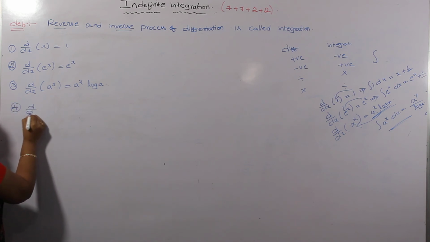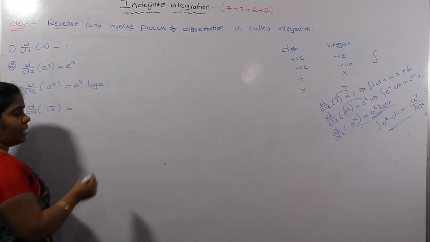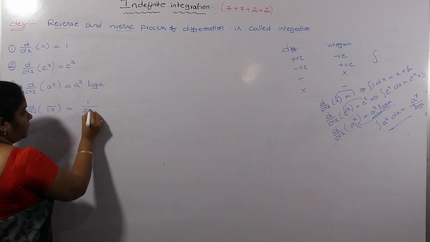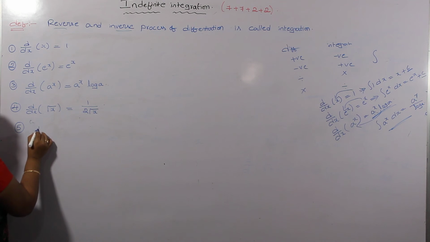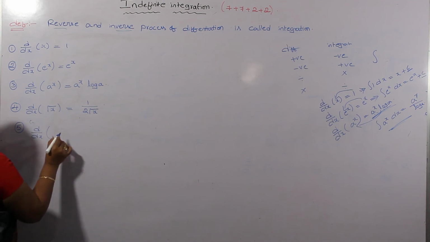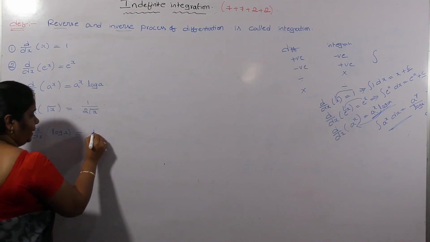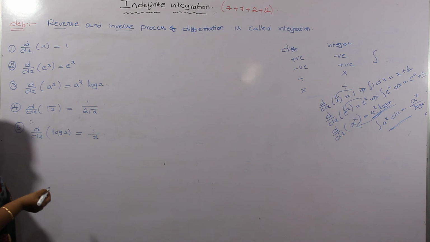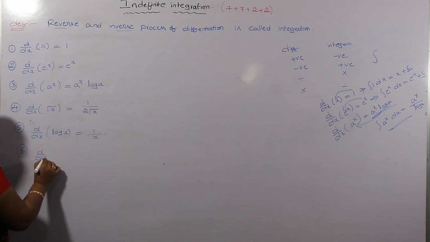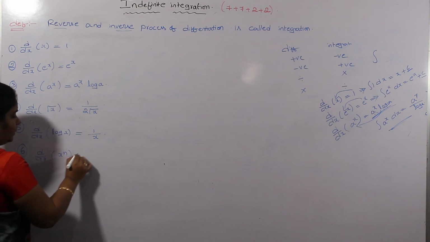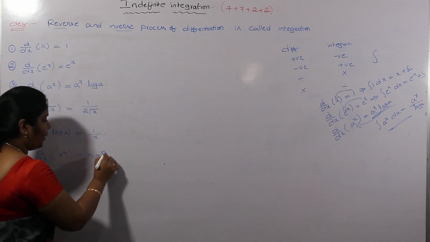Next formula, dy/dx of root x is 1 by 2 root x. Next, dy/dx of log x, the differentiation of log x is 1 by x. Next, dy/dx of x power n is n into x power n minus 1.